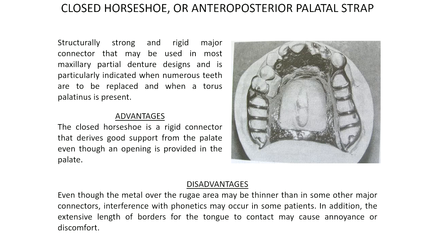And the disadvantage is that even though the metal over the rugae may be thinner than in some other major connectors, interference with phonetics may occur, and the excessive length of borders in contact with the tongue may cause annoyance or discomfort. That is, due to the palatal coverage in the rugae area, some of the phonation can be interrupted due to the presence of a thick metallic plate at the rugae area.